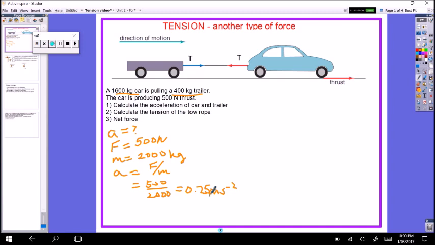So because they're connected, the acceleration of both things must be the same. And that's also because the trailer doesn't have any thrust of its own. So that's the first part. Now the second part.